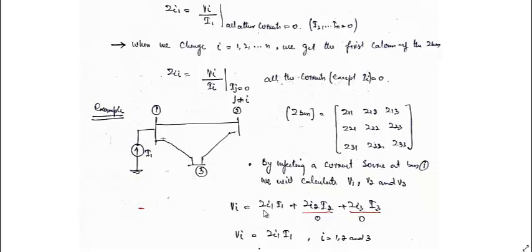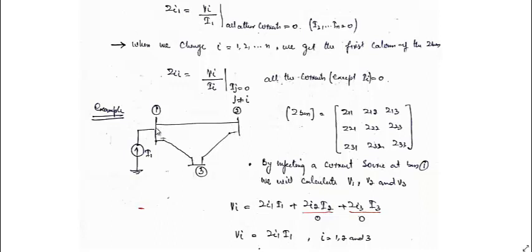So from here, Vi is equal to Zi1 I1 plus Zi2 I2 plus Zi3 I3. In this case I2 and I3 are 0, so Vi is equal to Zi1 I1. Now i can be equal to 1, 2 and 3, because we can calculate V1, V2 and V3. So here V2 can be simply calculated. We have just calculated V1.